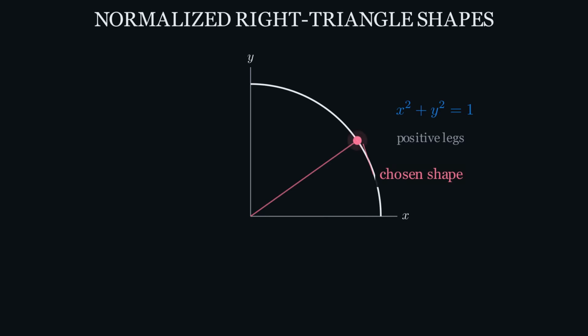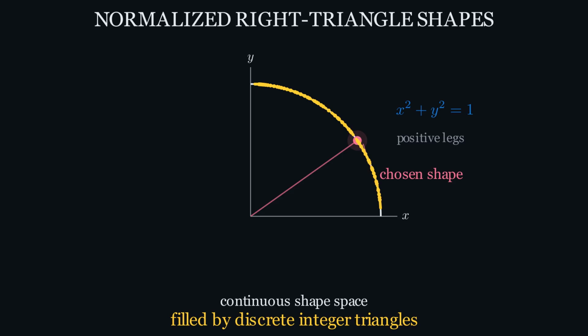And because the parameter points become dense in direction, large triples eventually approximate every possible right triangle shape. Pick a shape on the circle. There are infinitely many whole number triangles crowding arbitrarily close to it. The machine fills shape space while staying completely discrete.